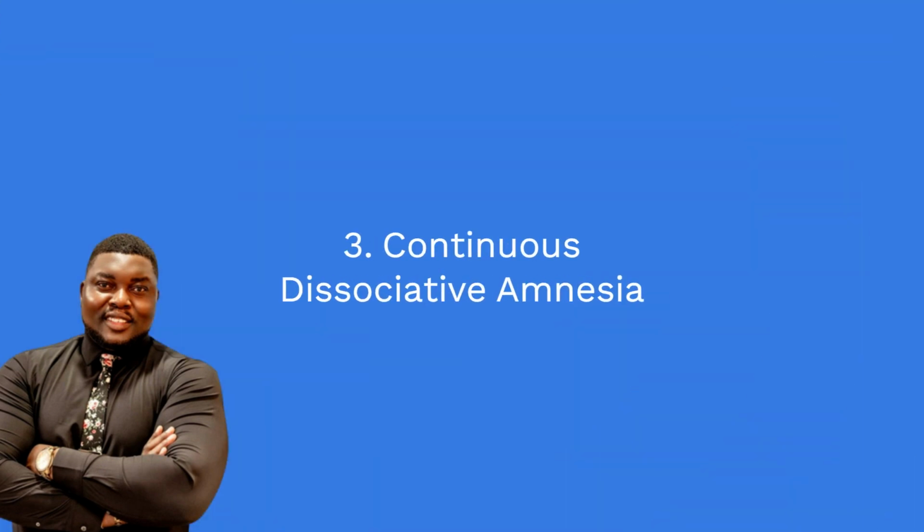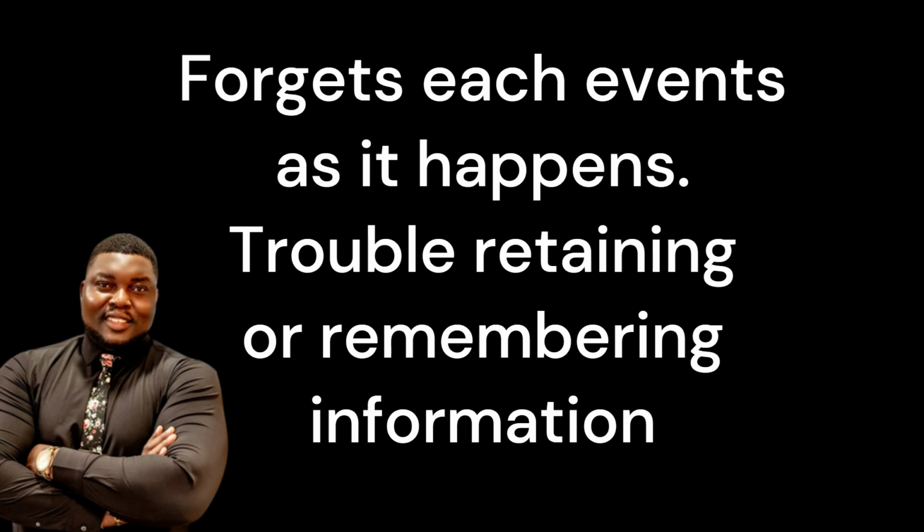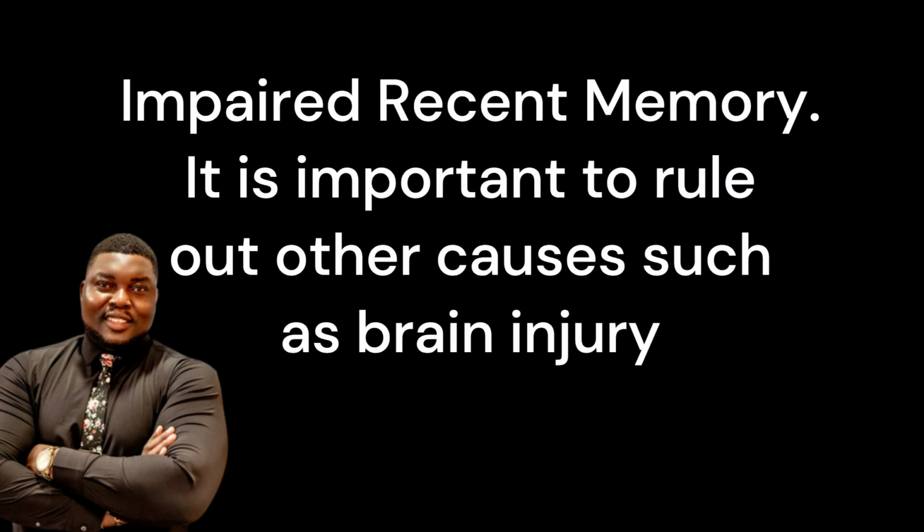With continuous dissociative amnesia, the person forgets each new event as it happens. They have trouble remembering or retaining information. In other words, we say their recent memory is impaired. They don't have the ability to remember information. You may be telling them something and they are forgetting it as you're telling them.